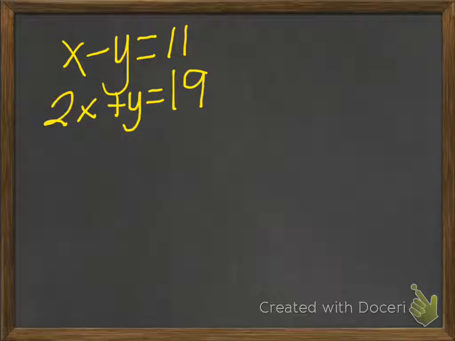So looking at this system here, I notice that I have a set of opposites. It's not my x's, because I have x and then I have 2x. But look at my y's: I have a negative y and a positive y. This forms my zero pair. Because they're the same term and opposites, they form zero pairs, so those are gone. They are eliminated.